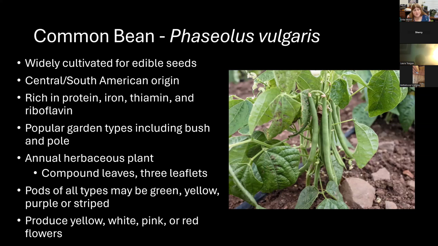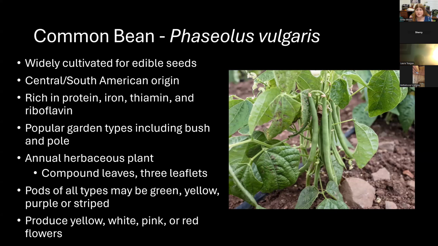And when you look at this plant, this is what we consider, especially in Kentucky, an annual herbaceous plant, an annual vegetable that we grow every year. You can identify it from its foliage. So you can see in the picture, it has three leaflets. And it will produce more of a pea-shaped flower.